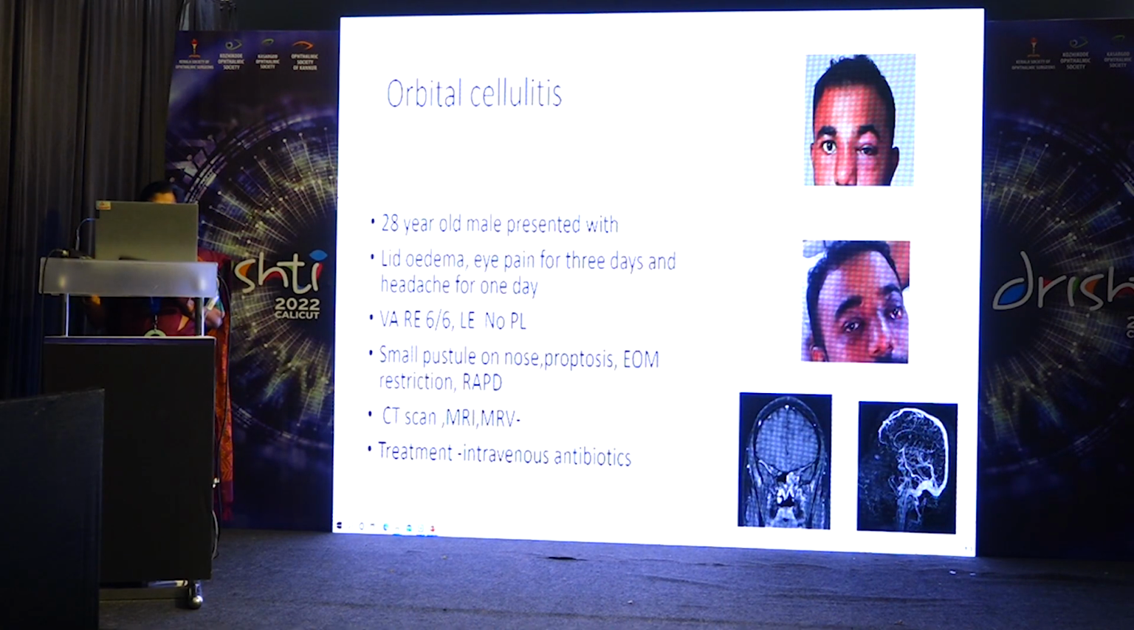Whenever we suspect any orbital cellulitis, immediately we have to start IV antibiotics. Then we can do all the other investigations. So here the time is very important. We need not allow any orbital cellulitis patient to reach the no PL stage.